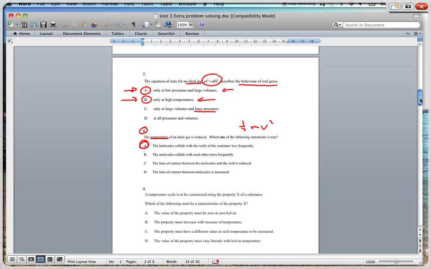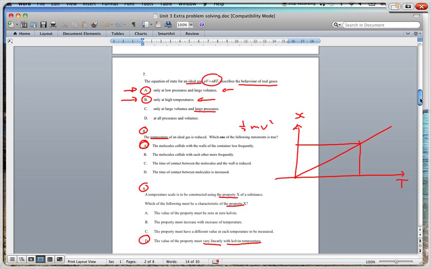Looking at 9, a temperature scale is constructed using property X of a substance. Which of the following must be characteristic of property X? Now I would think that D would probably be the best answer. The value of the property must vary linearly with Kelvin temperature. So you've got something like this. You've got X and you've got your temperature. If it's varying linearly, then for each X there is a value for T. So there's only one value of X or one value of T.